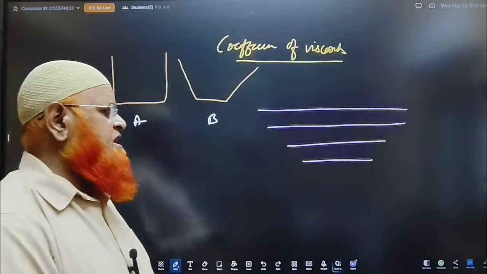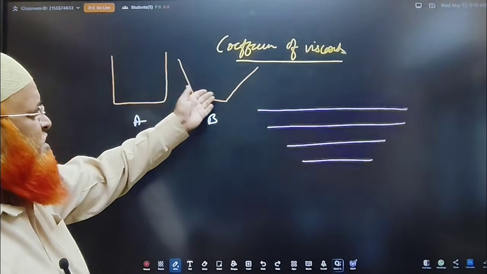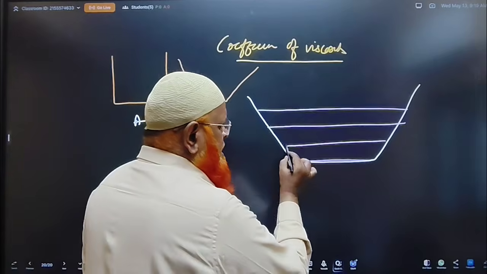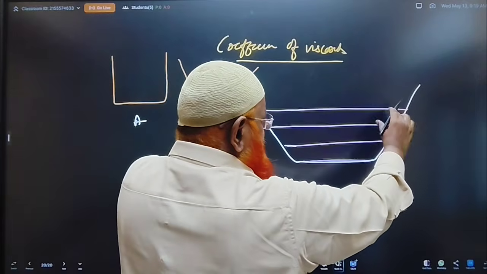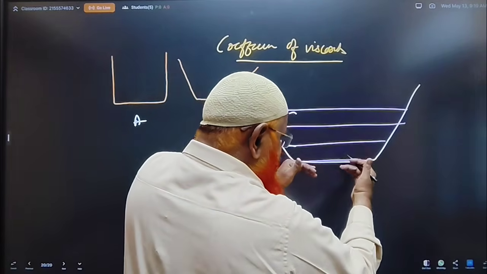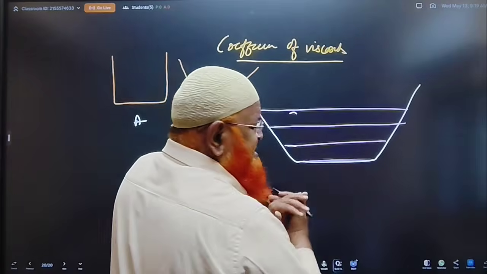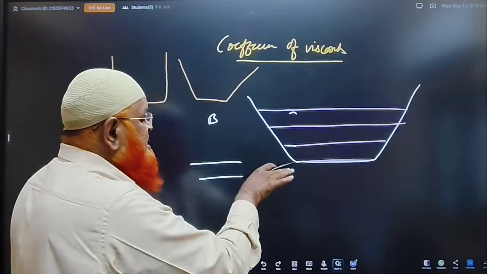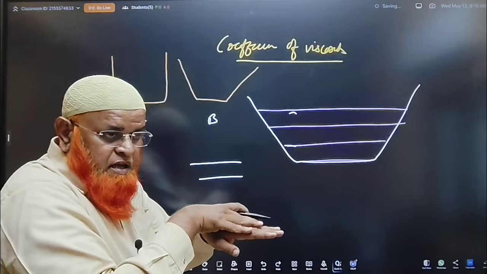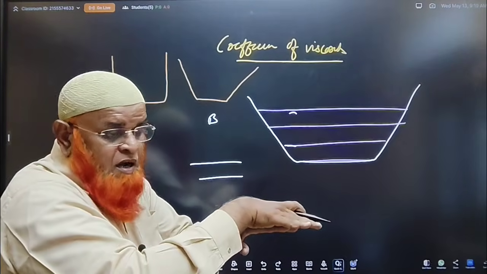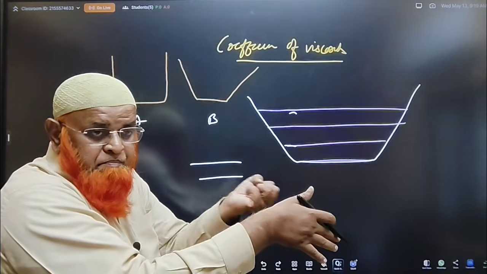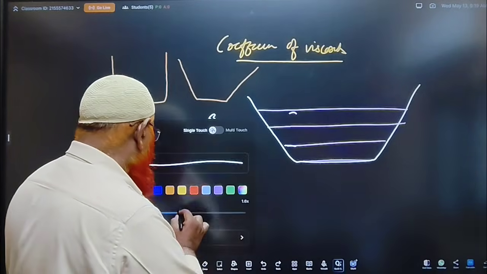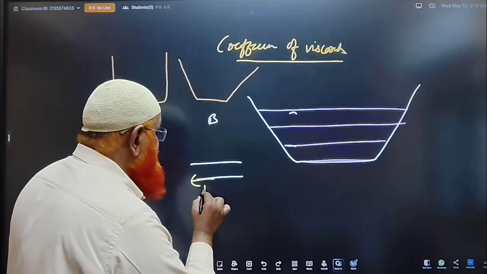Okay, what is the physics behind that? If you construct a V shape like this, the upper layer has a larger area, the layer below has a lesser area, and the layer below that has still lesser area. When the liquid is flowing in the form of layers, when the upper layer moves forward, the lower layer will try to stop it, like friction. It has viscous forces in the opposite direction.